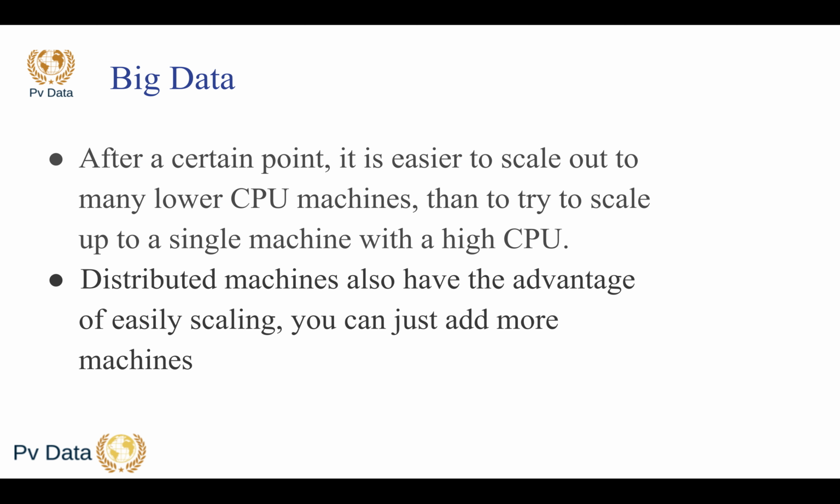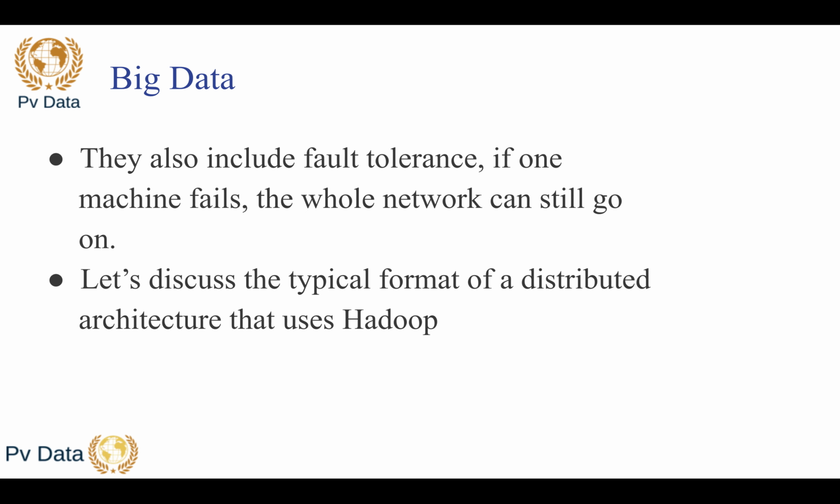After a certain point, it's easier to scale out to many lower-CPU machines than to try to scale up a single machine with a high-CPU machine. So in the distributed system, it's commodity hardware which can be easily bought, and we can connect new systems when more storage and computation is required. Distributed machines also have the advantage of being easily scaled. You can just add one more machine if you require.